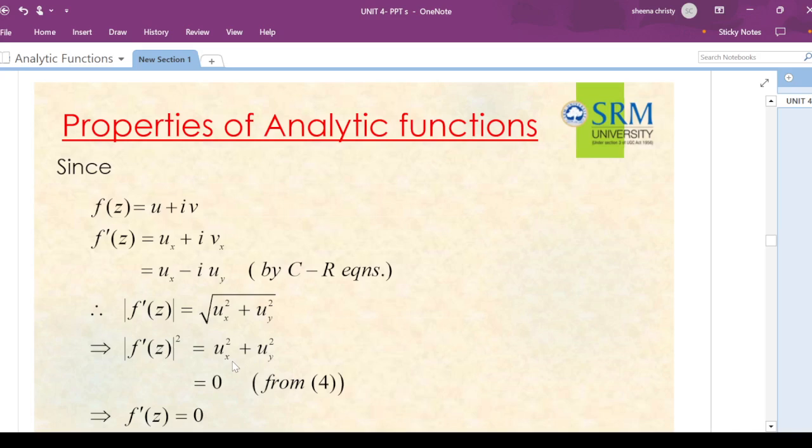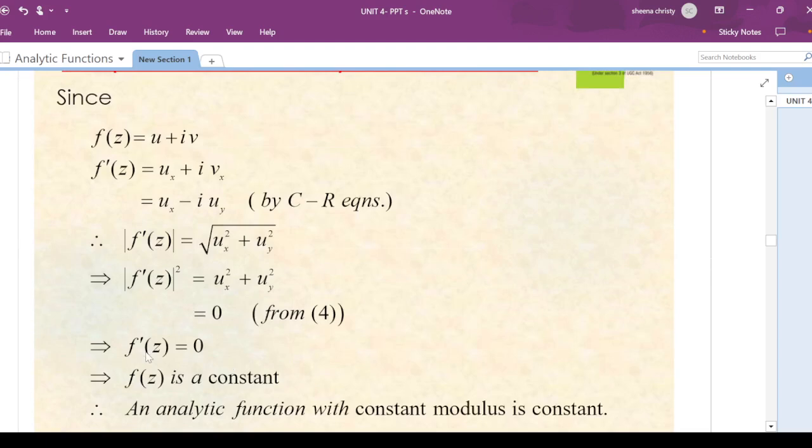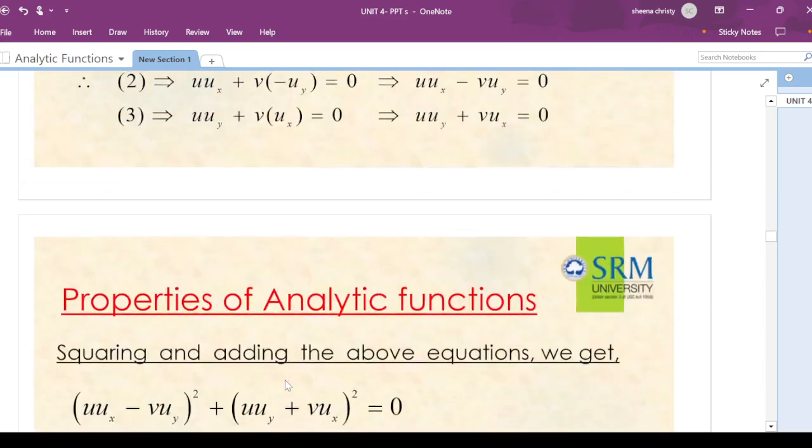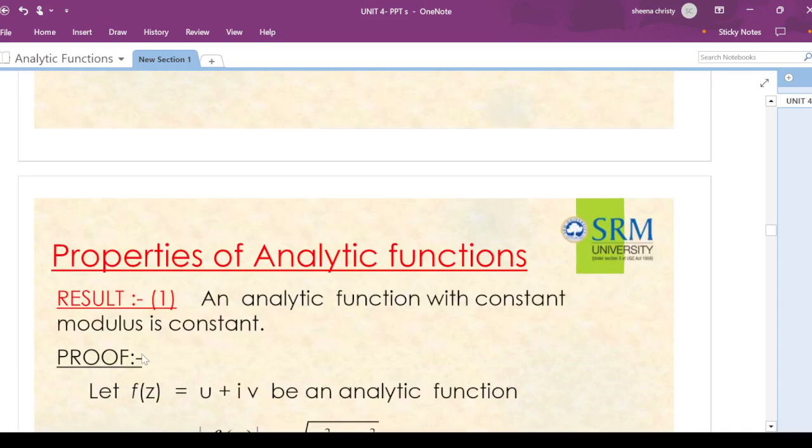What is ux square plus uy square? Just now we have found out it is equal to 0. Substituting it, we are having f dash of z equal to 0. That means f of z is a constant. Hence we have proved that if f of z is an analytic function, its constant modulus implies it is constant.